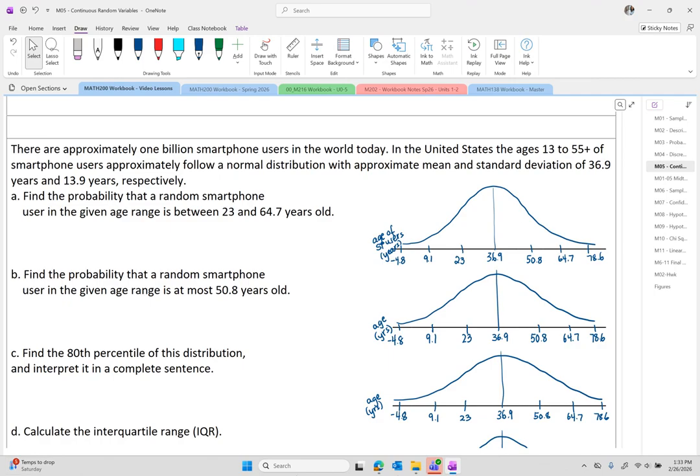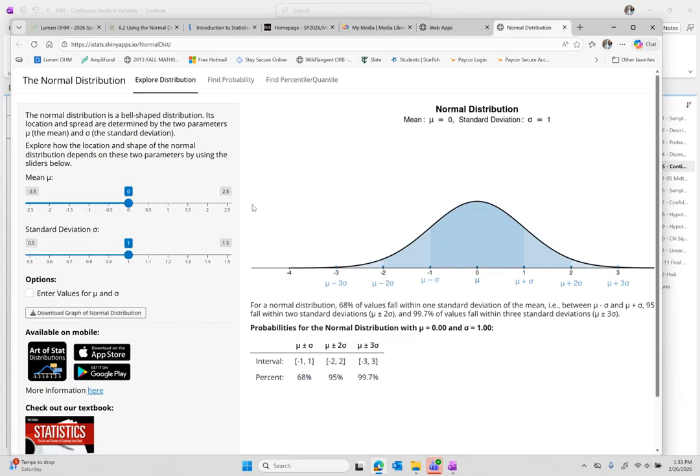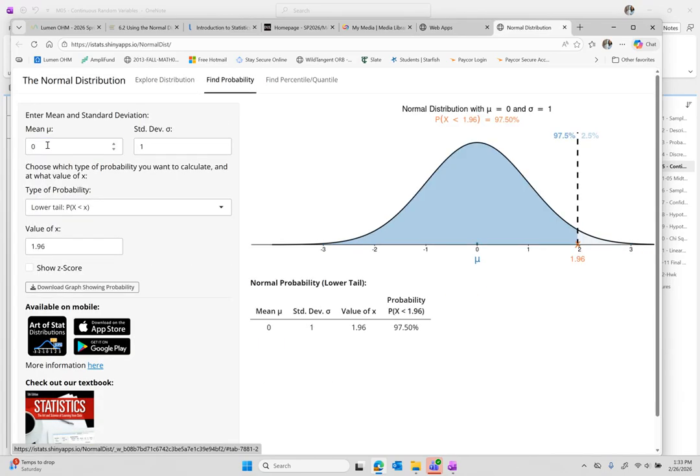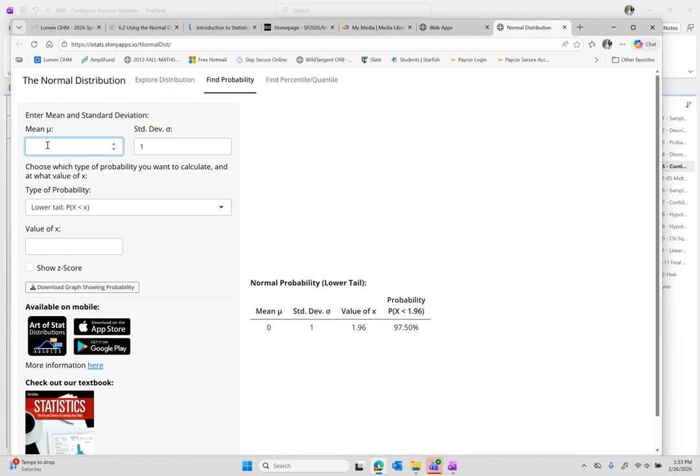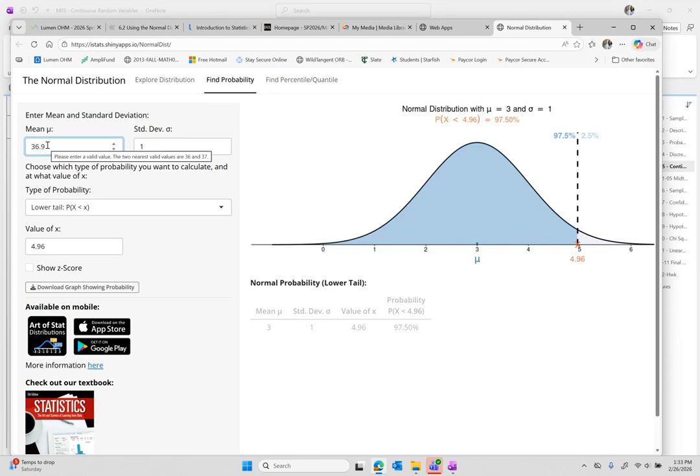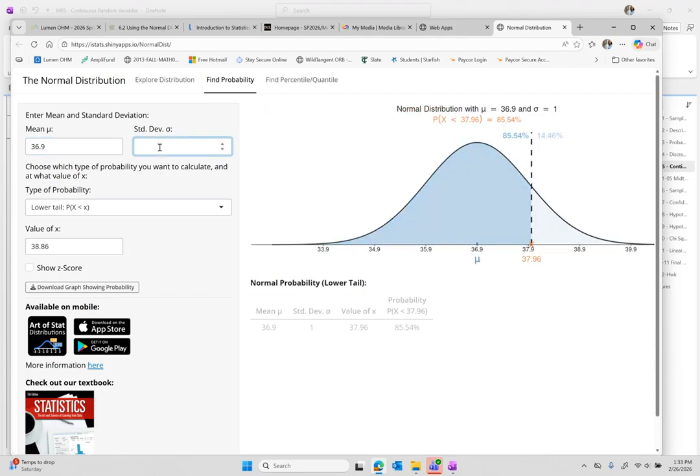So I will be going into the Art of Stat normal distribution app under find probability. And I'm going to enter the mean of 36.9 years and the standard deviation of 13.9 years. And I will have this curve, the normal curve, labeled with the values of the mean being in the middle and 3 tick marks to the right of 3 standard deviation increments and 3 tick marks to the left of the mean for another 3 standard deviation decrements going to the left.